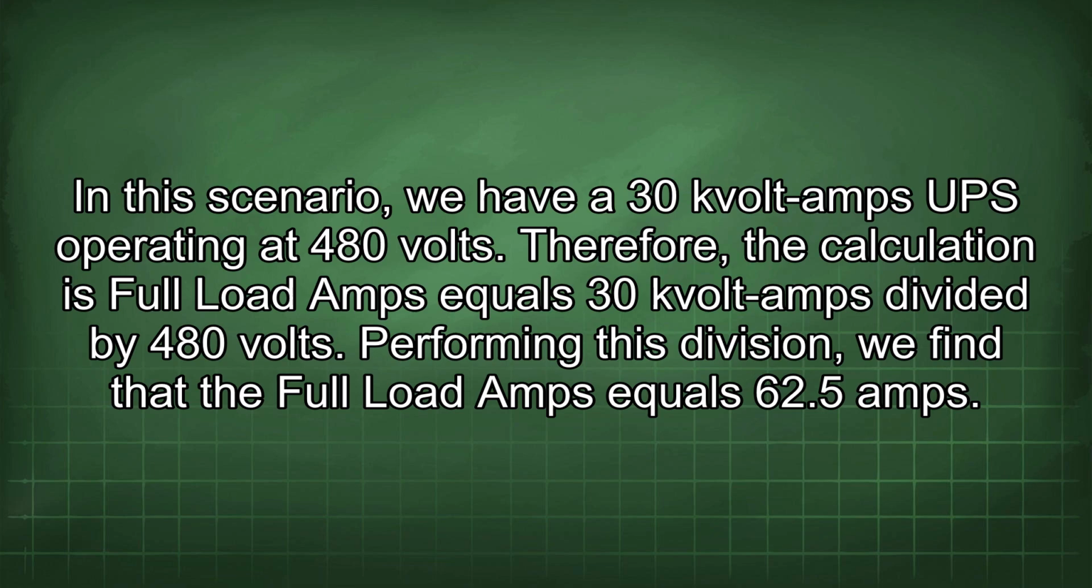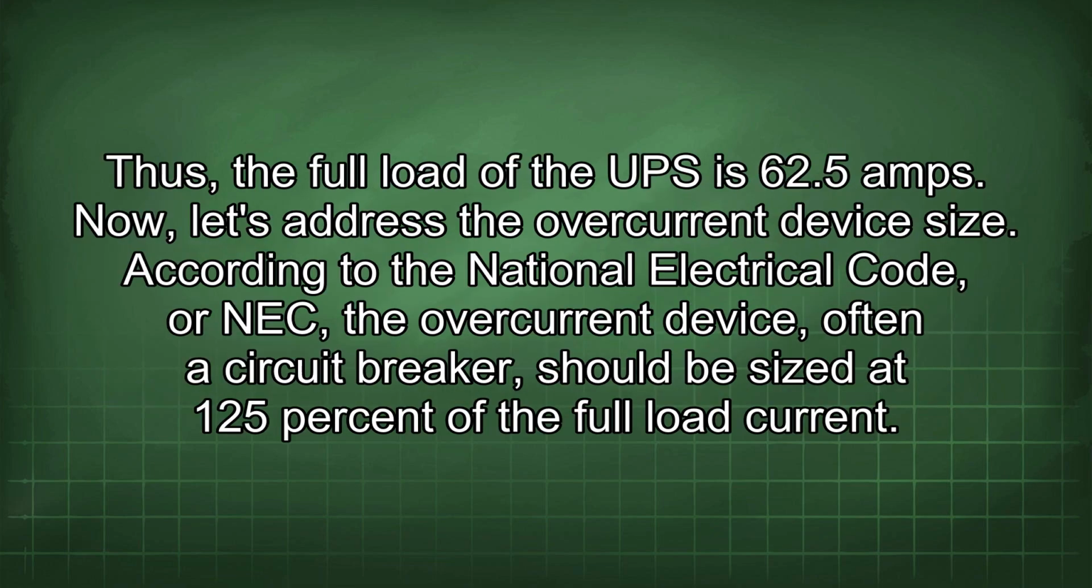Therefore, the calculation is full load amps equals 30 kVA divided by 480 volts. Performing this division, we find that the full load amps equals 62.5 amps. Thus, the full load of the UPS is 62.5 amps. Now, let's address the overcurrent device size.